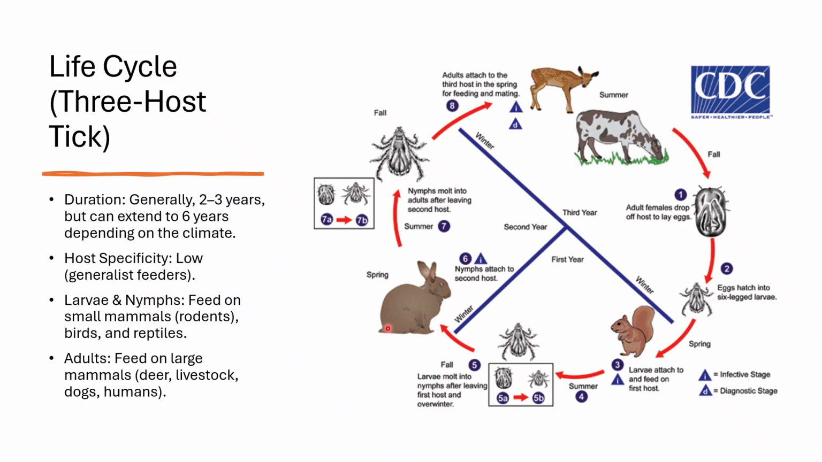The larvae and the nymphs, as shown in the diagram, feed on small mammals, in this case the rodents, as well as birds and reptiles. The adults feed on large mammals including deer, livestock, dogs, as well as humans.